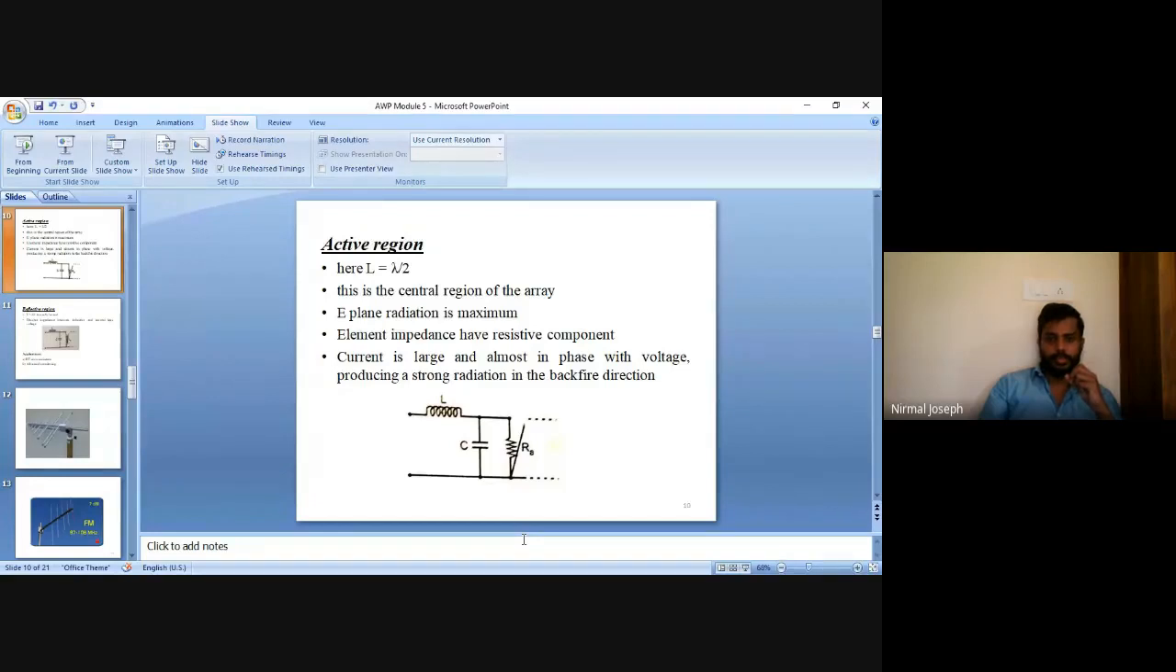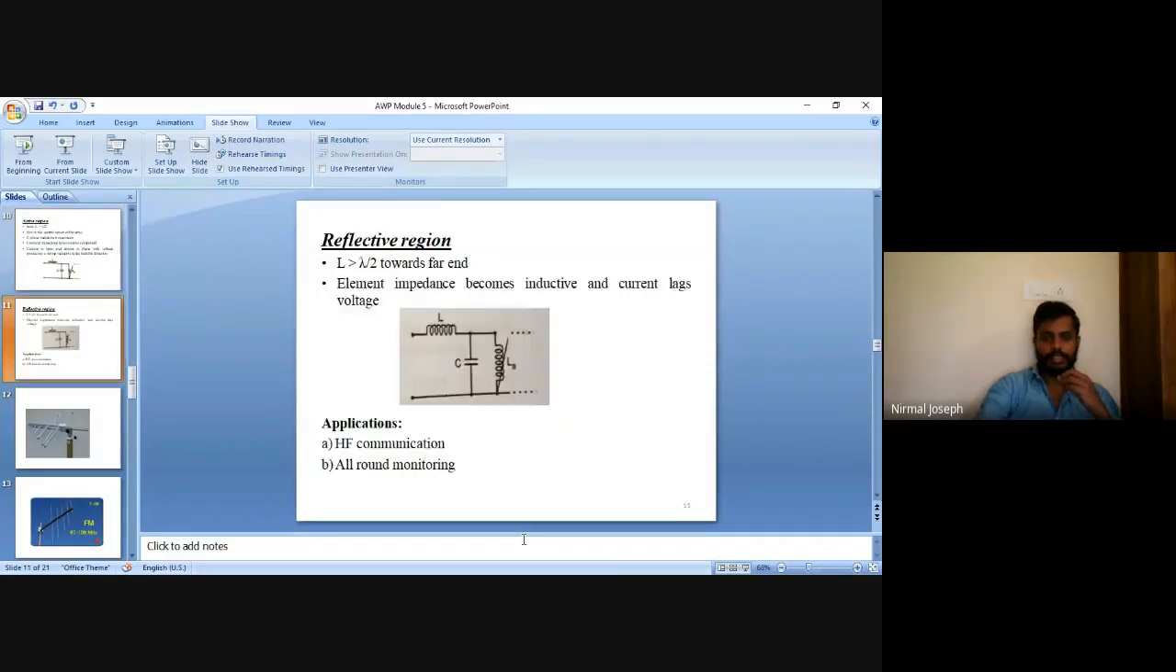In the central region of the array, the length L will be equal to lambda by 2. At this region, the radiation will be maximum and the impedance will be resistive, and there won't be any phase difference. Current is large and almost in phase with the voltage, producing a strong radiation. Current is in phase, and from the central portion only maximum radiation will come.